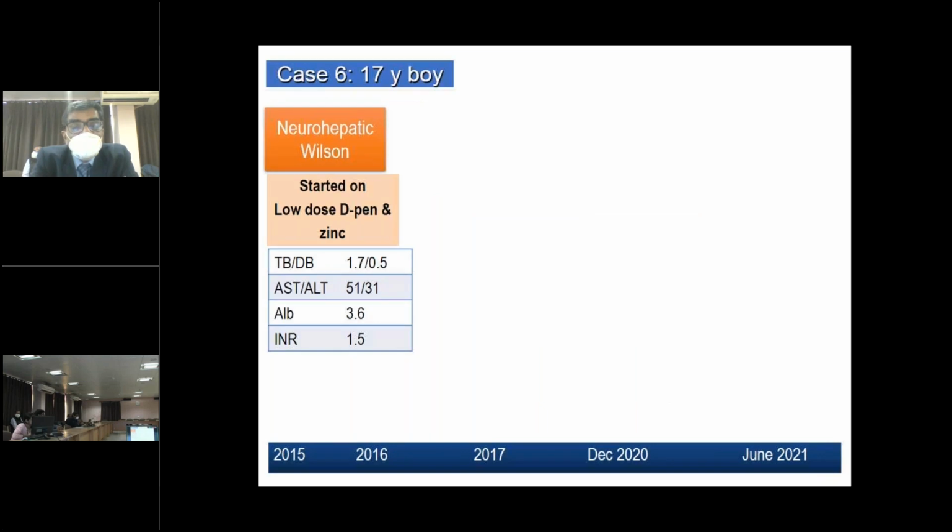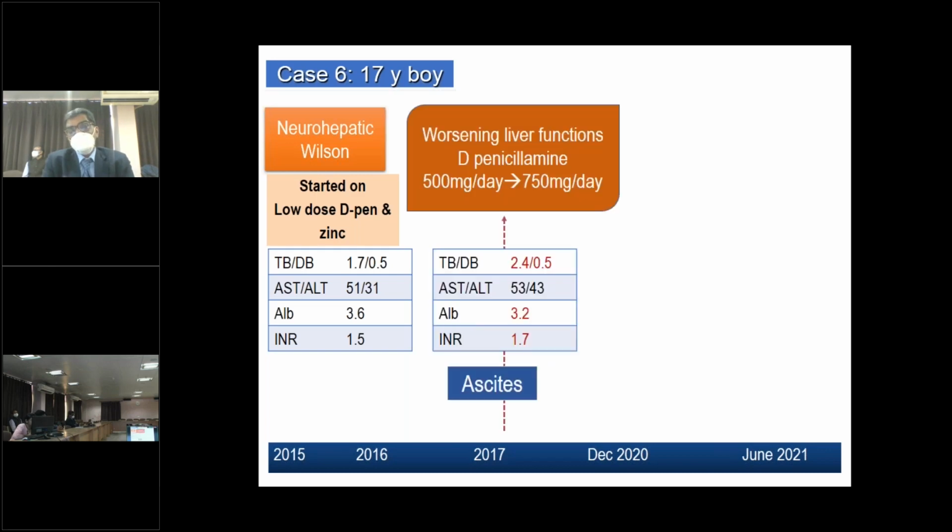Now, in contrast to the previous case, here we are presenting another case of a 17-year-old boy who was diagnosed as a case of neurohepatic Wilson and was started on low-dose D-penicillamine and zinc. 2 years later, this child developed decompensation in the form of ascites, which required an increase in the dose of D-penicillamine. And the child was on regular follow-up.